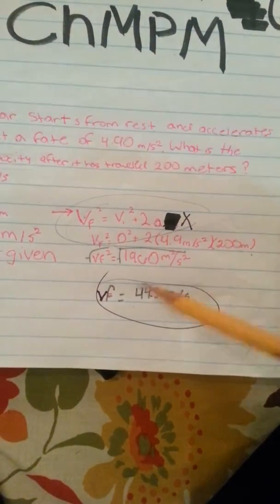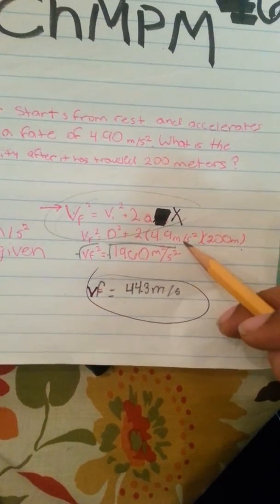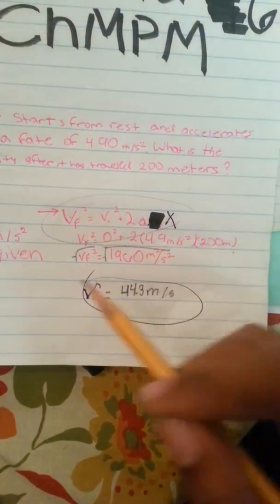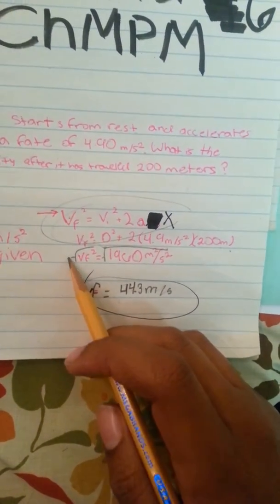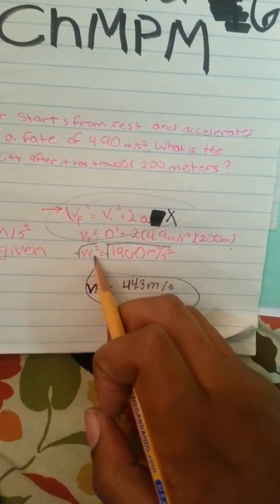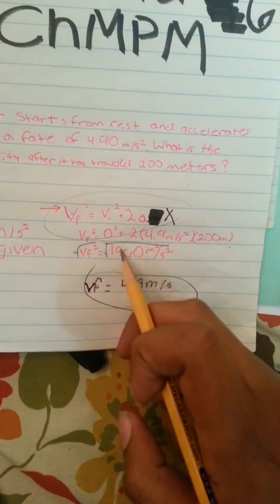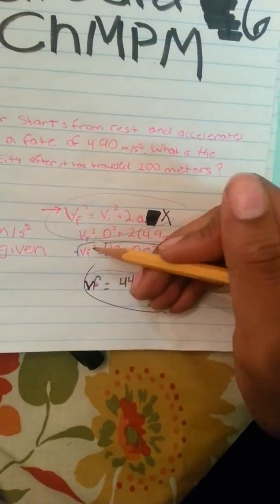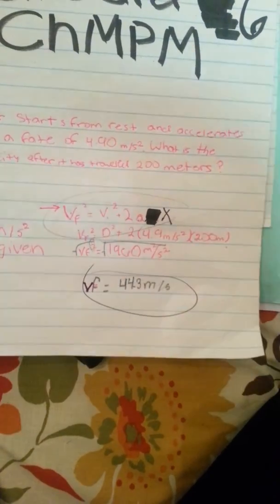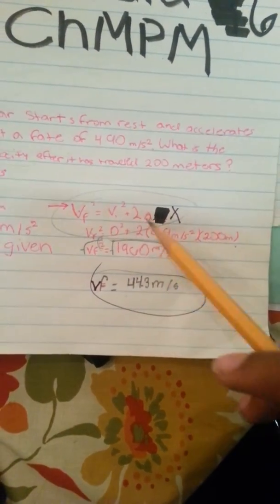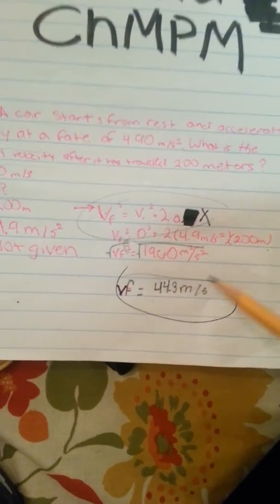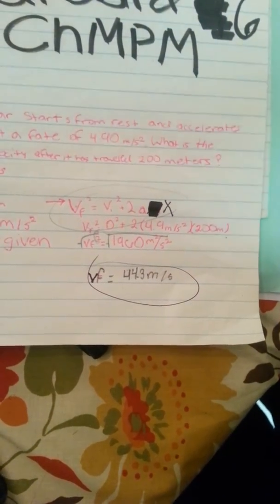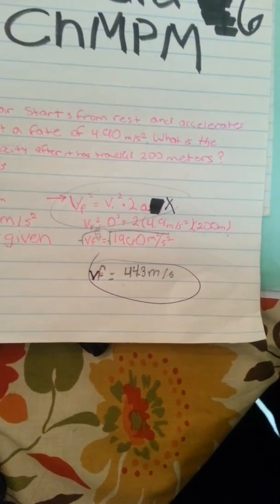Since we multiplied meters and meters, that gave us meters squared. So, we need to take the square root of final velocity, and therefore take the square root of 1,960 to give us velocity. So we need to get rid of this 2. After we've done that, we get a final velocity of 44.3 meters per second. That concludes my reassessment.